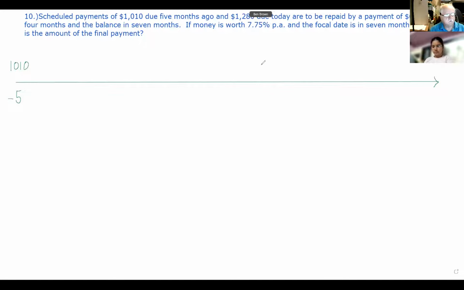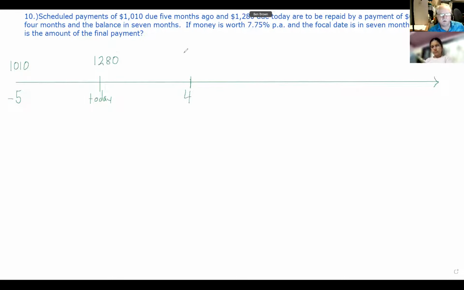Today we're supposed to pay 1,280. So let's put today here, 1,280. And we're going to make a payment in 4 months. So we'll put 4 months here.